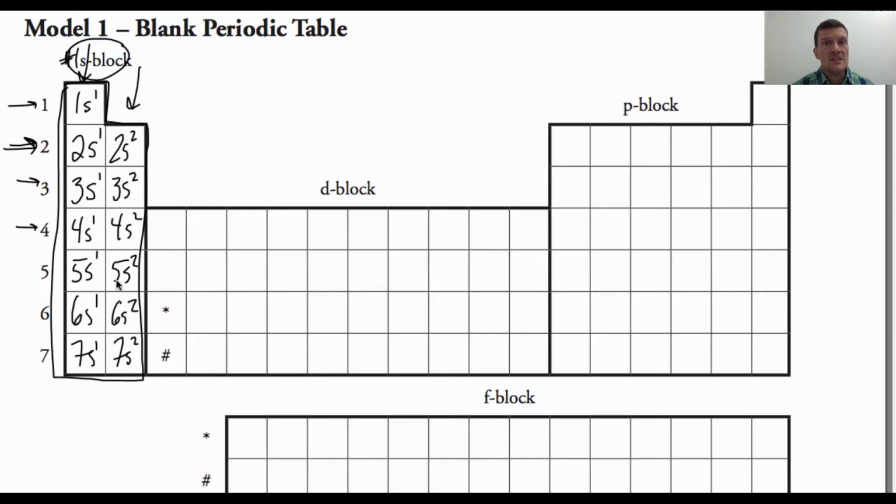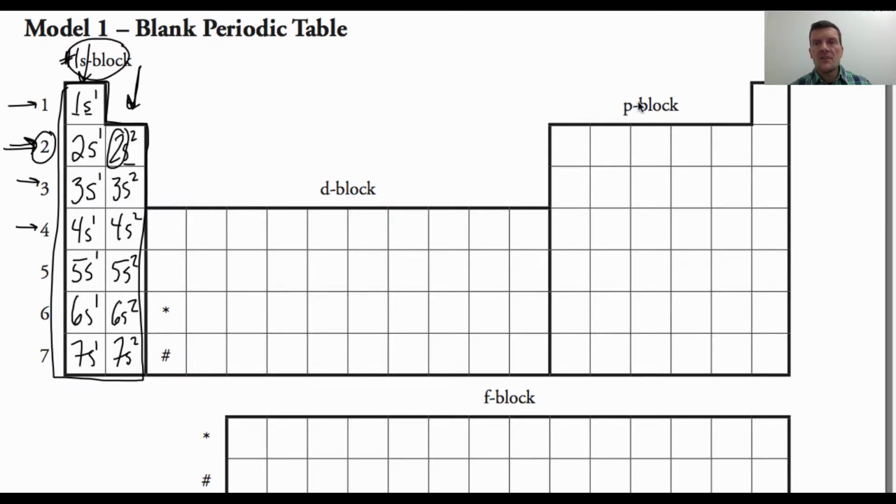Okay, for the S block, that is very true. So for the S block, this large number is always going to be the same as the row number. Everything in group 1 is going to end in energy level S1, and everything in group 2 is going to end in energy level S2. Actually, row number S2, row number S1.